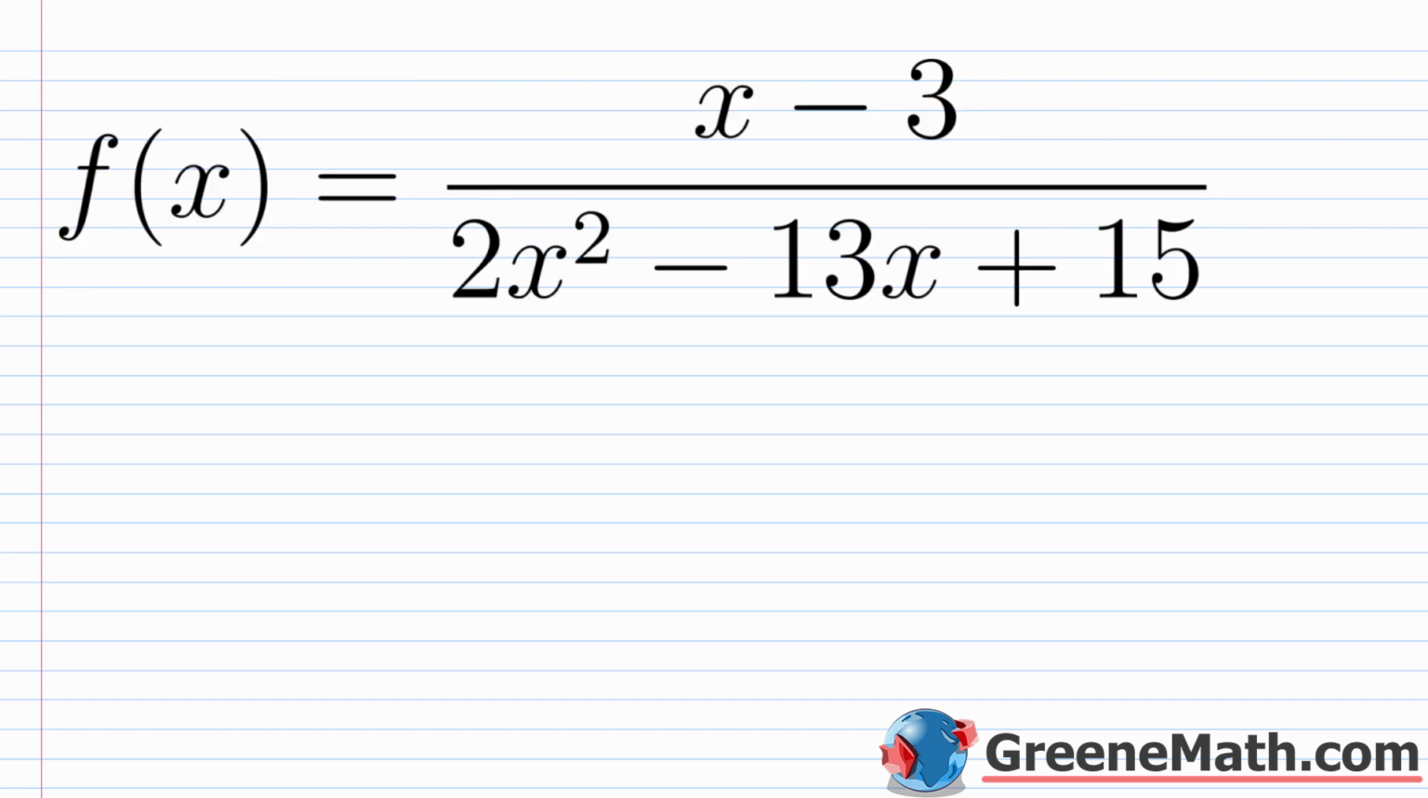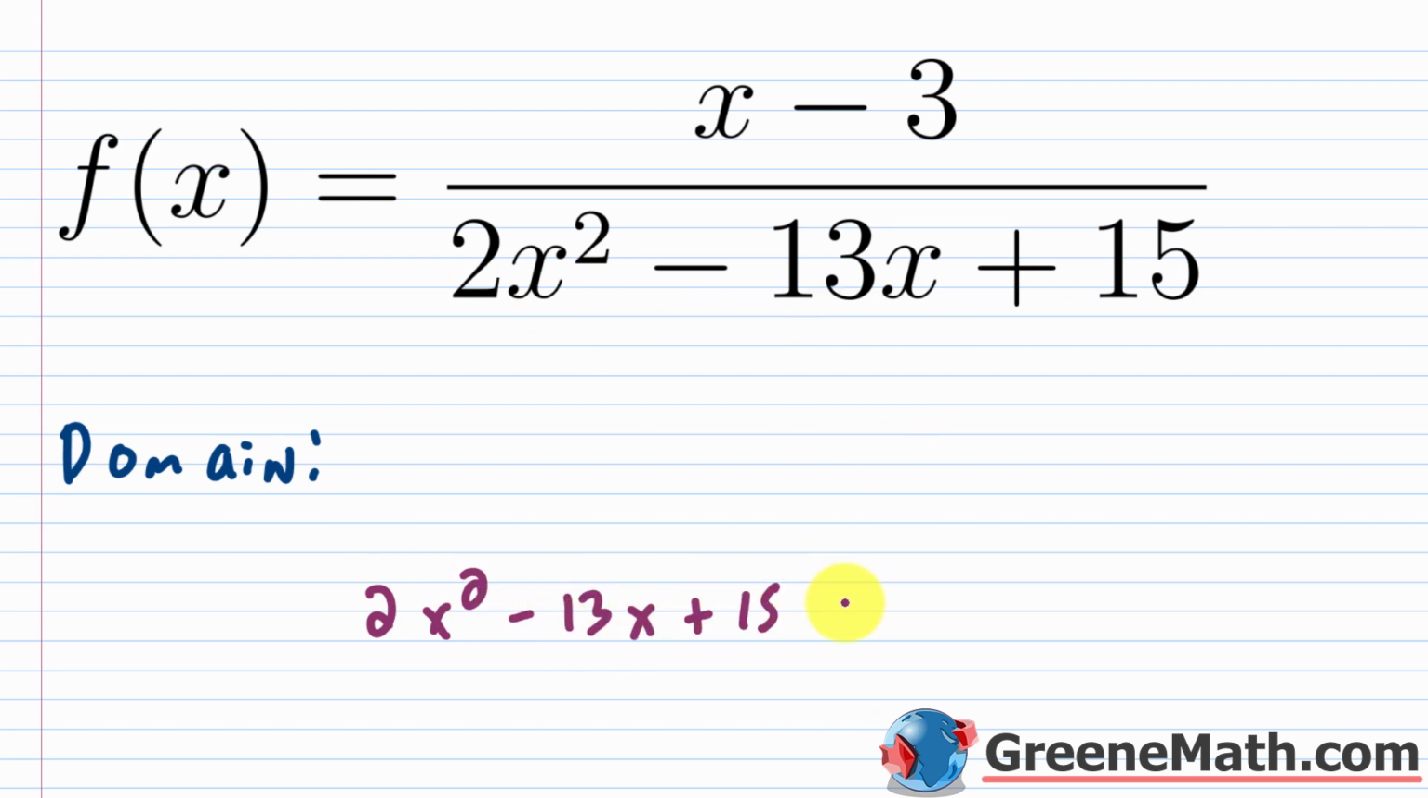Let me give you one example here. This is f of x equals x minus 3 over 2x squared minus 13x plus 15. If I ask you for the domain, how would you get it? Again, it's all real numbers except those that make the denominator 0, because you can't divide by 0, that's undefined. So you want to take this denominator, 2x squared minus 13x plus 15, set it equal to 0, and solve that equation.